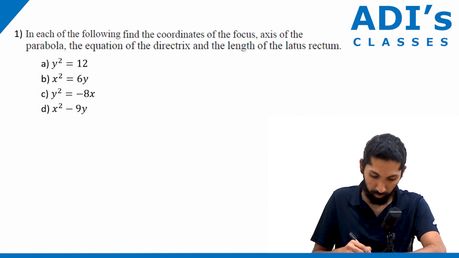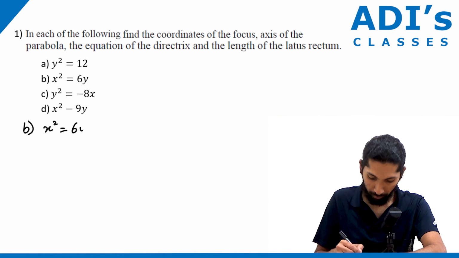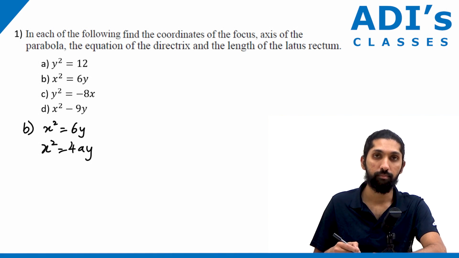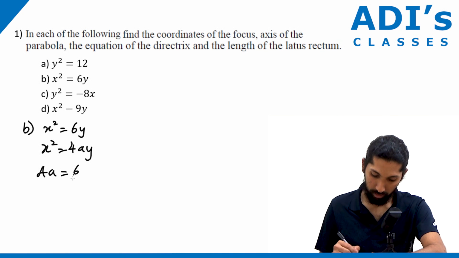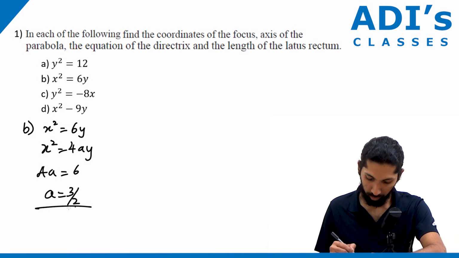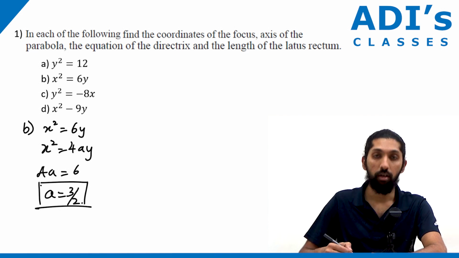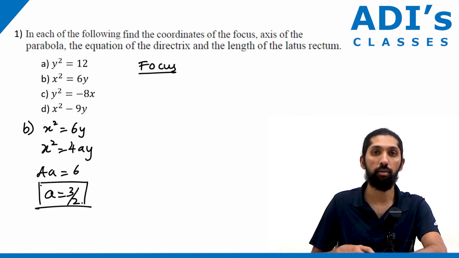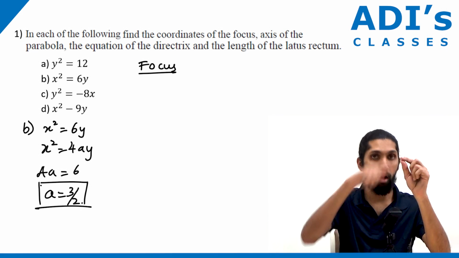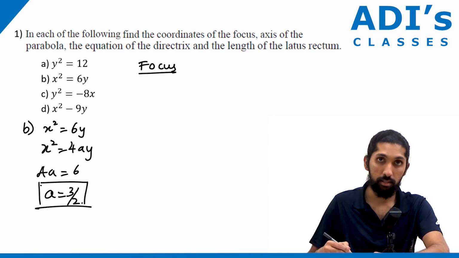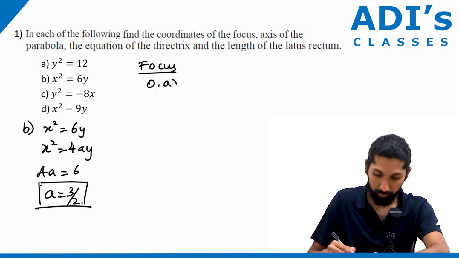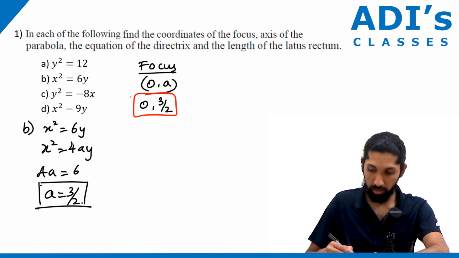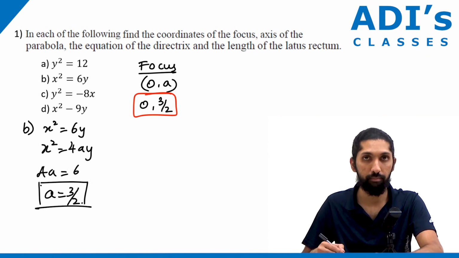You have x square is equal to 6y. Comparison: x square is equal to 4ay. So what do you get? 4a is equal to 6. So a is equal to 3 by 2. Now since you got the value of a, the focus. This is a parabola x square is equal to 4ay, up opening, so the focus is on the y-axis. This is going to be (0, a), (0, 3/2). So this becomes the first parameter.